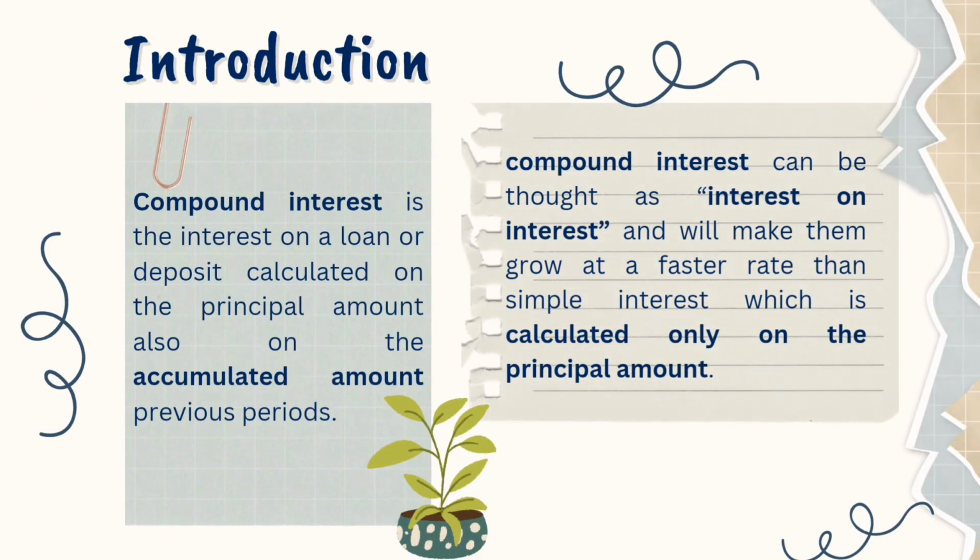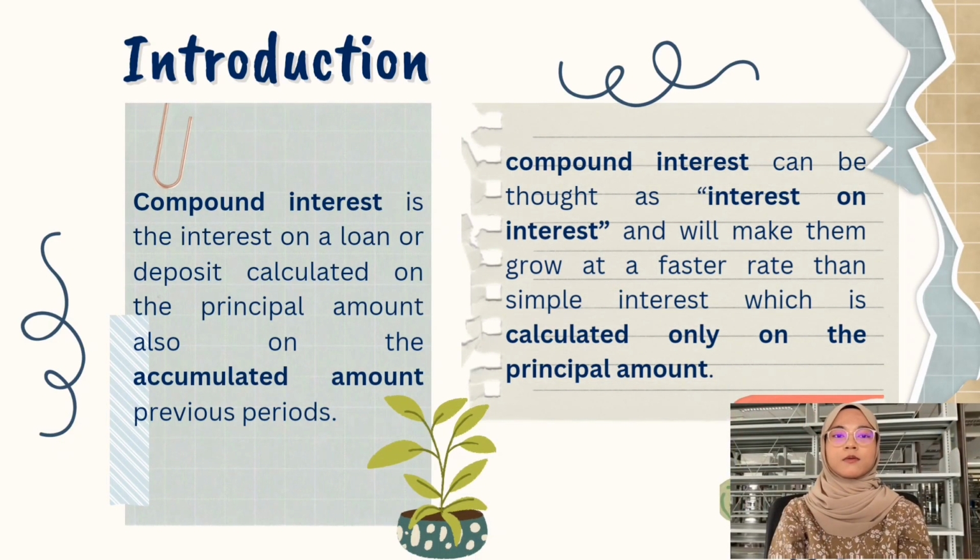Hi guys, do you know what compound interest is? Compound interest is the interest on a loan or deposit calculated on the principal amount, and also on the accumulated interest from previous periods. Compound interest can also be thought of as interest on interest, and it makes money grow at a faster rate than simple interest, which is calculated only on the principal amount.